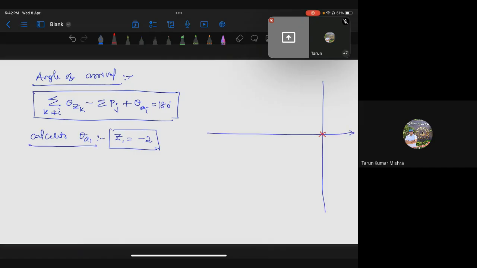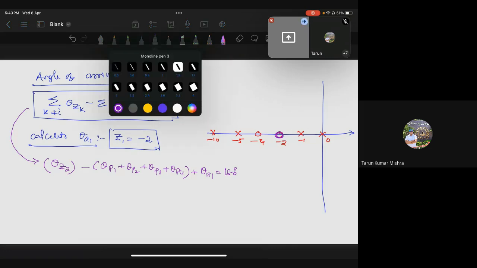So this is 0, minus 1, minus 2, minus 4, minus 5, minus 10. Sorry, this also has to be 0. What we are looking at here is this one, correct? Since k is not equal to i, we have only the other zero left out. Theta z2, theta p1, theta p2, theta p3 plus theta p4 plus theta a1 equals 180 degrees. Correct? Now similarly draw the vectors.